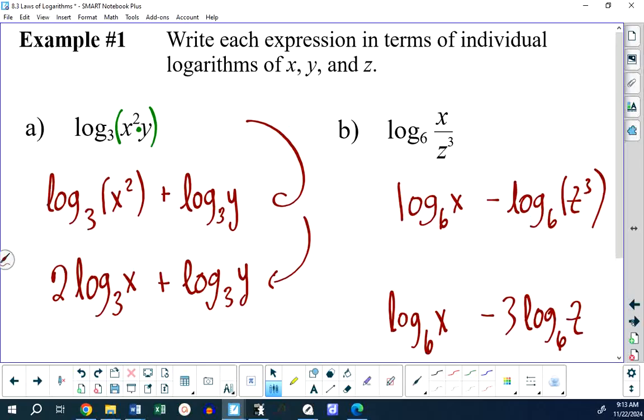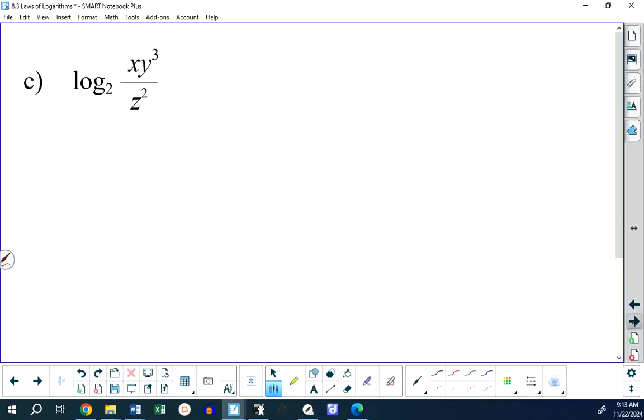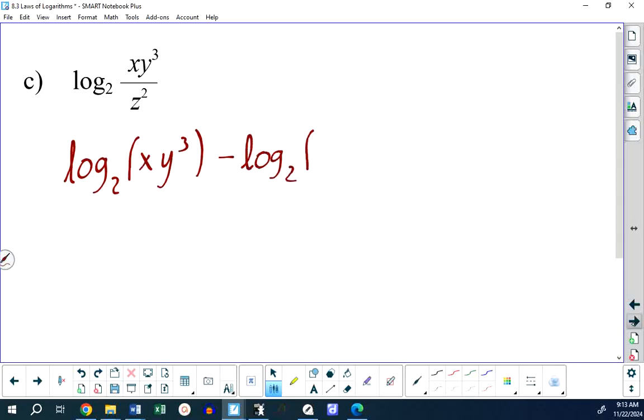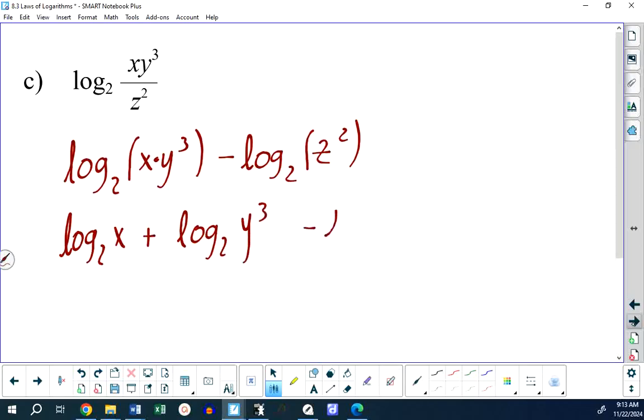Yes? Okay. So what about this one? Well, this would be log base 2 of xy cubed minus log base 2 of z squared. It's the logarithm of the numerator minus the logarithm of the denominator. But now this first logarithm is a log of a product, so this is log base 2 of x plus log base 2 of y cubed minus log base 2 of z squared. And I've dropped the brackets only to get you accustomed to the fact that sometimes they're there and sometimes they're not.